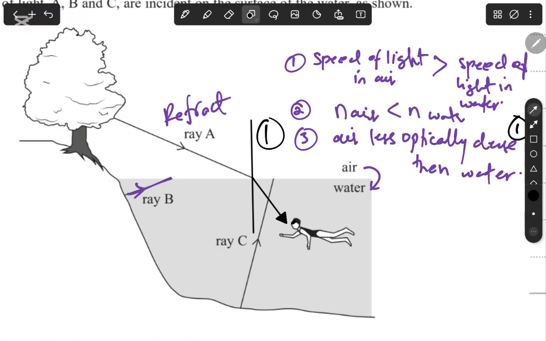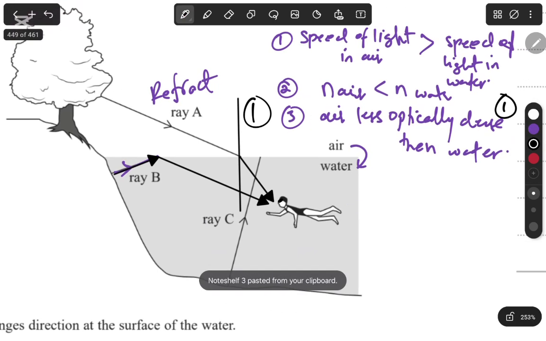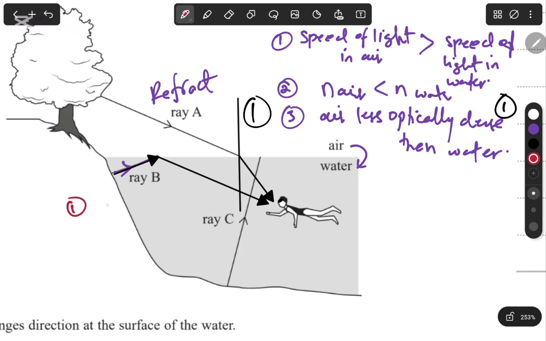So ray B, the way it can reach the person is that if it totally internally reflects. So if it reflects and it doesn't refract. So in this case, what should happen is that we have total internal reflection. But before you even talk about total internal reflection, write about the fact that the angle of incidence is greater than the critical angle. And we're going from more dense to a less dense medium.